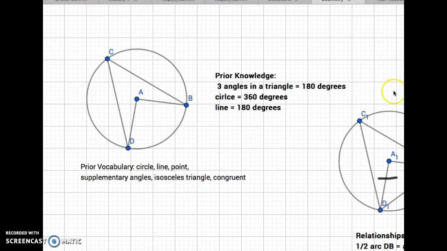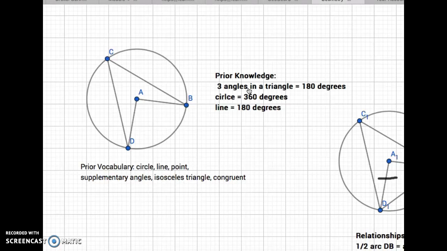And they will already know a lot of things: that three angles in a triangle have to be 180 degrees, a circle is 360 degrees, and two angles that make a line, or supplementary angles, are 180 degrees. Some of the vocabulary they will already be coming in with is what a circle is. And we may be adding to that that the circle is really infinite dots, or points, going all the way around. They will know what a line is, a point, supplementary angles, isosceles triangle, and congruent.